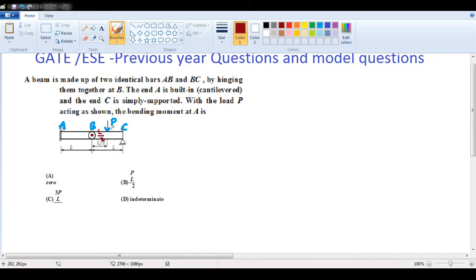So here the question is asking that a beam is made up of two identical bars AB and BC by hinging them together at B, the end A is a built-in cantilever end and the end C is simply supported. Apart from this, with the load P acting as shown, what is the bending moment at A? Question is asking what is the bending moment at A. So let us first make the free body diagram of this. If I make the free body diagram, how is it? This is the beam, right?